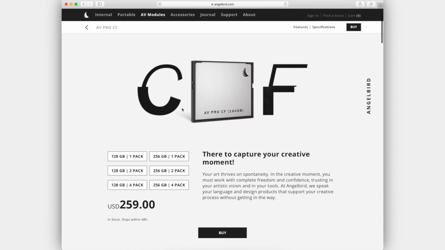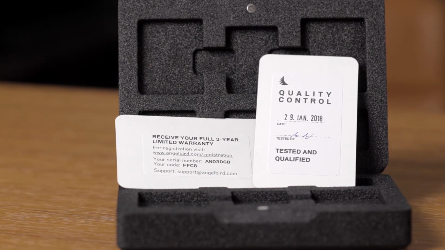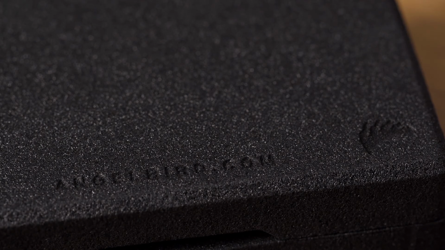Last, but definitely not least, I really do love the way that Angelbird takes care in their packaging and presentation. It just makes me feel confident in the quality of their product, and I know for a fact that they stand behind their cards with great customer service, which is always a huge plus in my book.